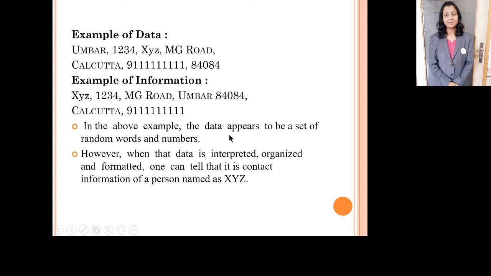In the above example, the data appears to be a set of random words and numbers. However, when that data is interpreted, organized and formatted, one can tell that it is the contact information of a person named XYZ. So in this data you don't understand what it is, but after it is processed in a particular manner, you come to know this is contact information of a person named XYZ.